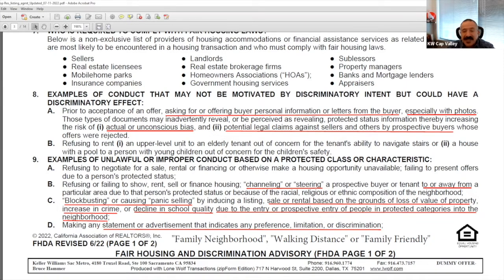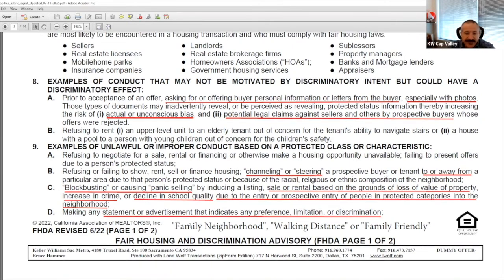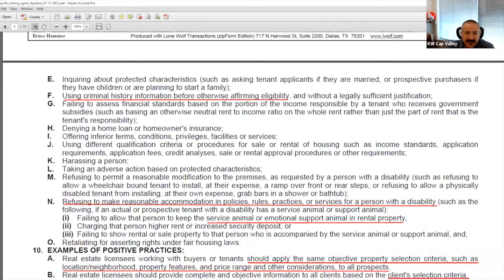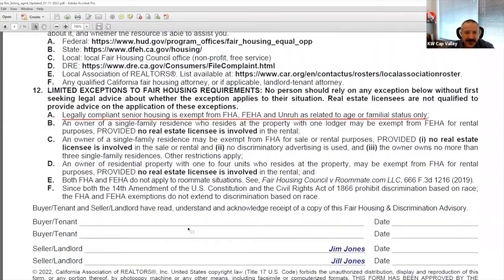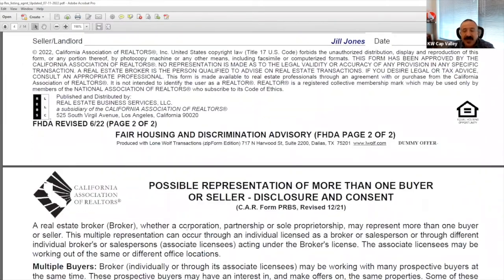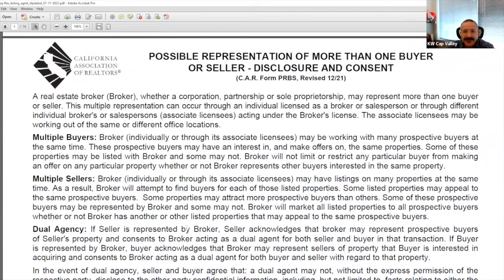Now, in hindsight, I look at the explanations as to why we shouldn't be doing this today, and it makes perfectly good sense. So try to stay away from that. We've already talked about channeling or steering. That's when you're trying to force a prospective buyer or tenant into a particular area or out of a particular area. We want to stay away from that type of stuff. And that's pretty much what I want to cover on the Fair Housing Forum for now. As I said, there'll be a separate class just for that.